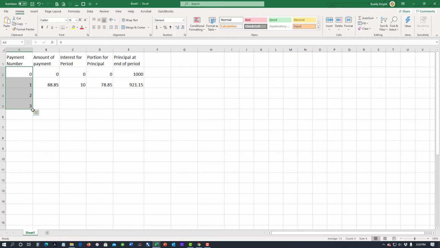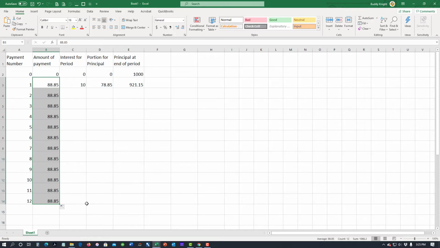So I can just hover over this lower right hand corner and drag it down until I get the number of payments that I need. So that fills up with the number of payments. I can do something similar with this. I'm not going to highlight the 0 because I don't want this to change. So if I only have one number, it's just going to repeat that number. So there's all my payments.